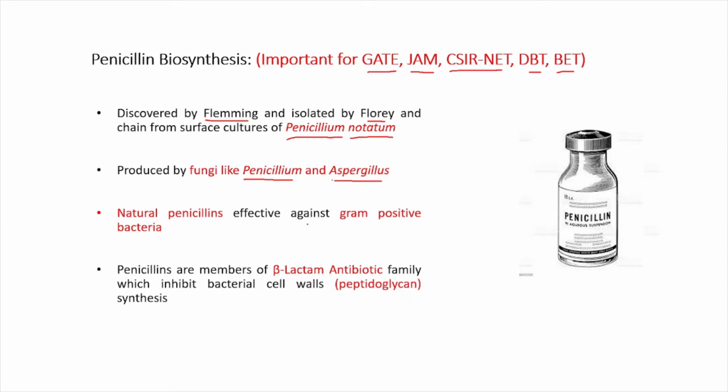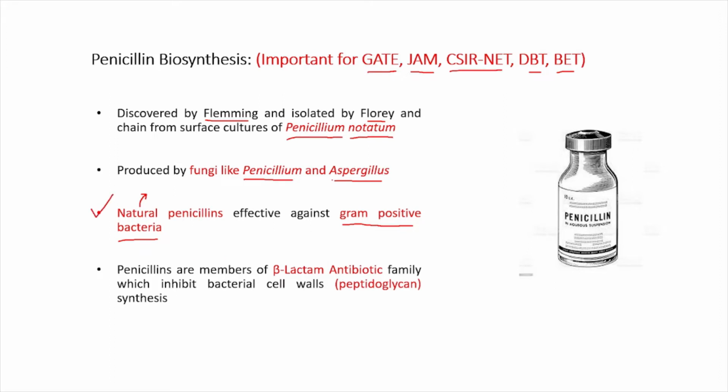Natural penicillins are effective against gram-positive bacteria. Now this is very important. Natural penicillins are those penicillins which are obtained only from fungi, that is, they are not synthesized artificially in the laboratory. So only natural penicillins are effective against gram-positive bacteria. But the artificially synthesized penicillins are also effective against gram-positive bacteria, and some are also effective against certain types of gram-negative bacteria. But natural penicillins are effective against gram-positive bacteria only. So this point is very important.